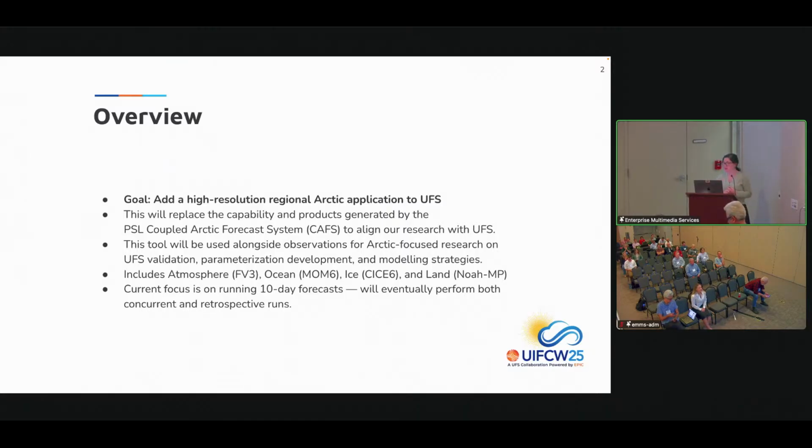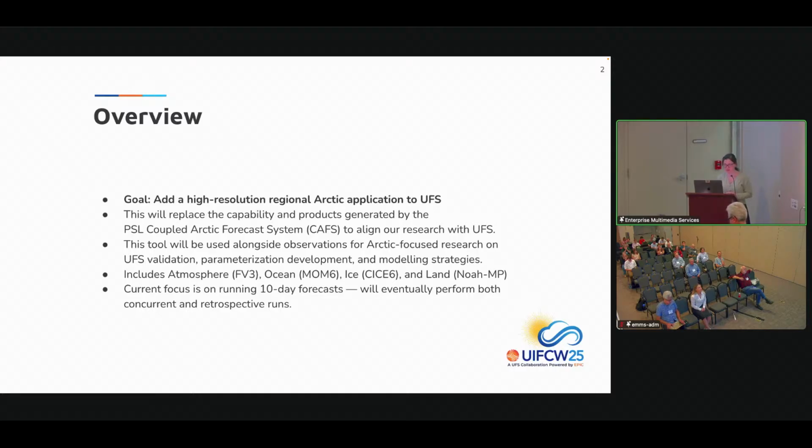We have what's called the Coupled Arctic Forecast System, CAFS, already that is being run. But this is not part of the UFS, and it uses different models. So we would really like to have this Arctic forecasting capability within the UFS that can also help align the research goals and any research we do. Improving the model, of course, can be fed back into UFS.